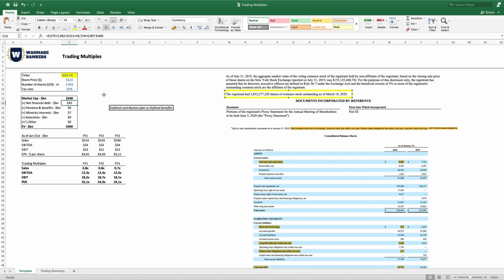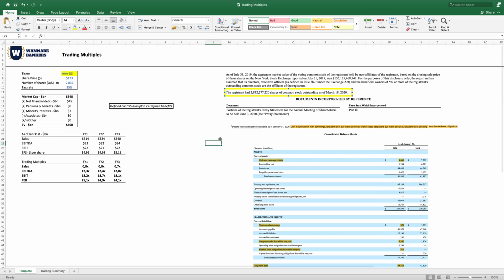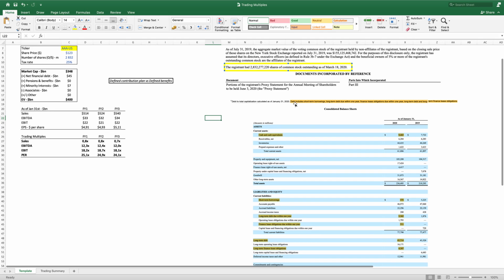So if the company discloses the number in its report directly, you take it. If not, you would need to calculate it by yourself from the balance sheet. Make sure you use the consolidated balance sheet in order to capture all the subsidiaries. So here I was able to find in a note, although the company does not disclose an exact number for its net debt, it disclosed the definition of its net debt. So it's defined as short-term borrowings, long-term debt within 1 year, finance lease obligations within 1 year, long-term debt and long-term finance lease obligations, which is fairly close to the standard definition.